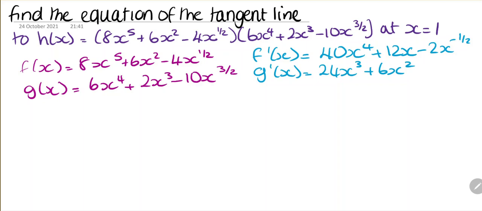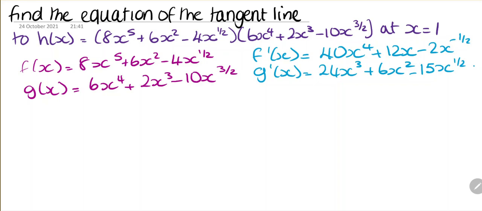And then this will be, 30 divided by 2 is 15, so it's going to be minus 15x. 3 over 2 minus 1 is going to leave us with a power of a half. Okay, so now we've differentiated.